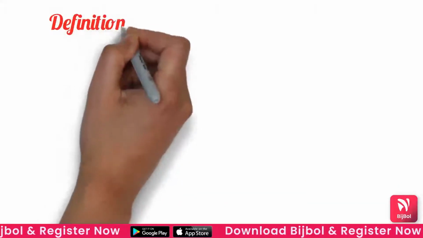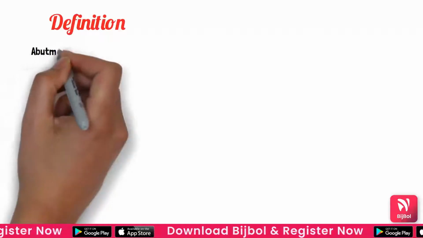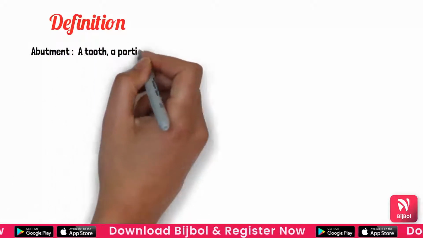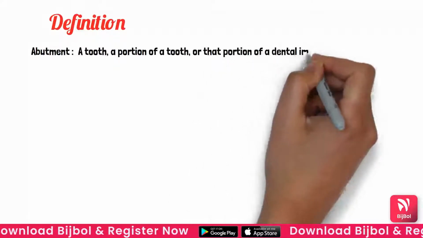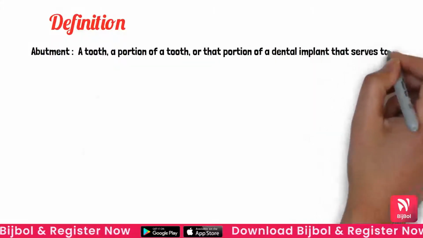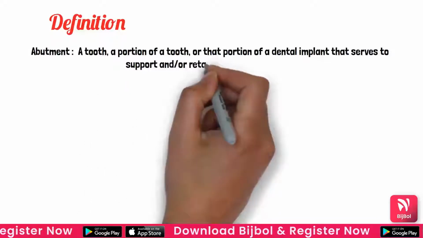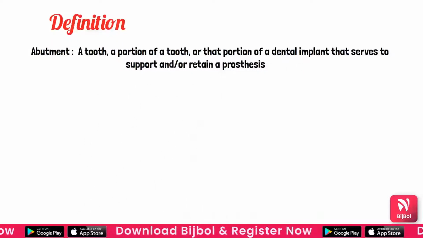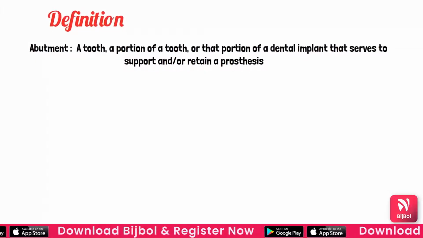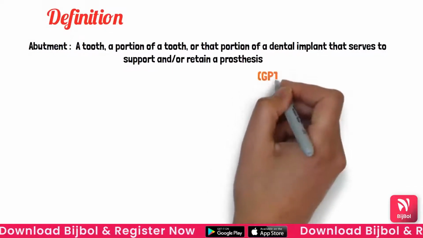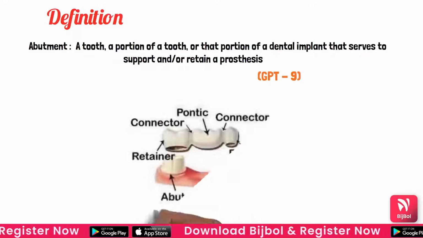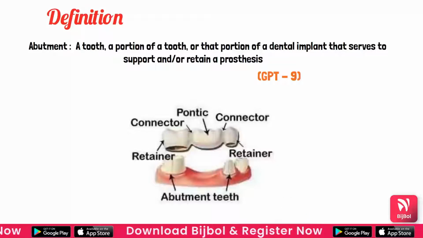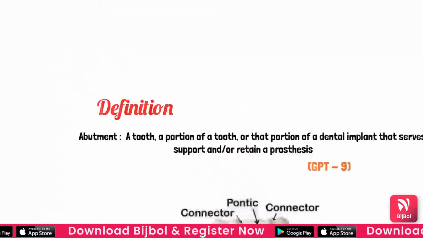Before we go into what abutment evaluation is, first let us know the definition of an abutment. An abutment is defined as a tooth, a portion of a tooth, or that portion of a dental implant that serves to support and/or retain a prosthesis. Now in the picture you can see there are two abutment teeth over which the prosthesis, which contains a connector and pontic, is placed.